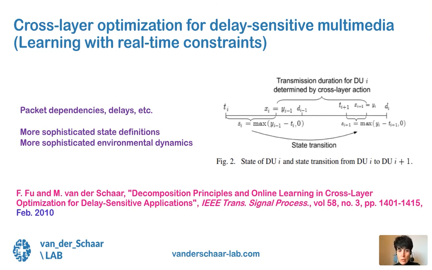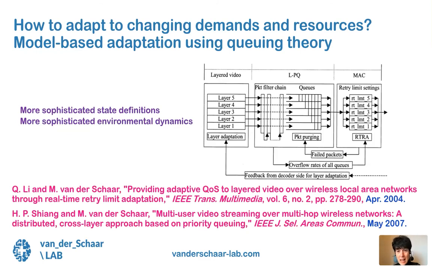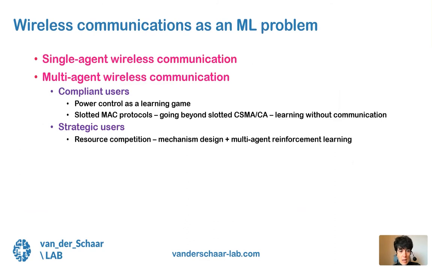for delay-sensitive applications. You can see in this work that, for instance, we formalize these problems and solve them elegantly by formalizing them as optimal stopping problems. Other work that formalizes wireless communication problems, transmission over wireless communication settings as reinforcement learning, but using effective model-based approaches can be found in this work. Here we use queuing approaches to model the state and state transitions at the higher layers.